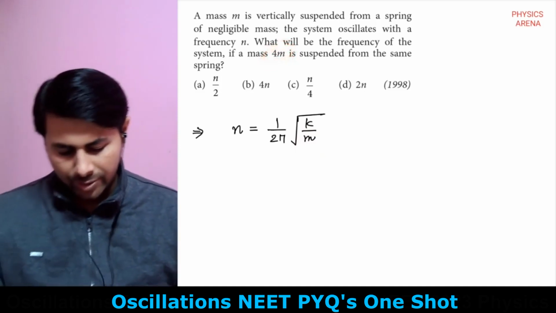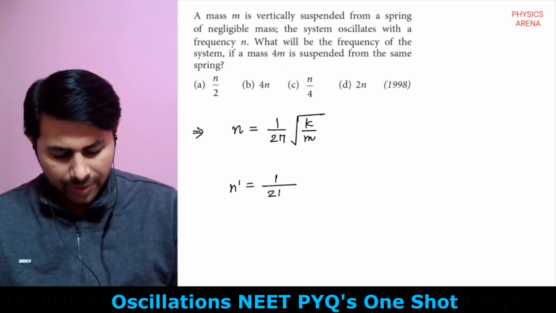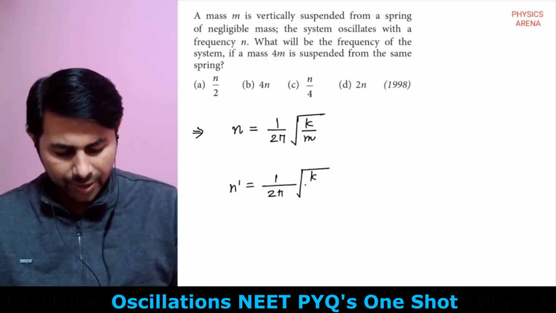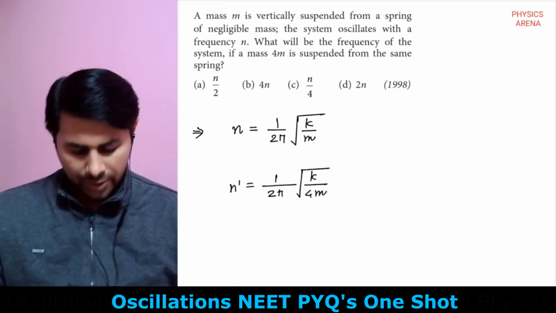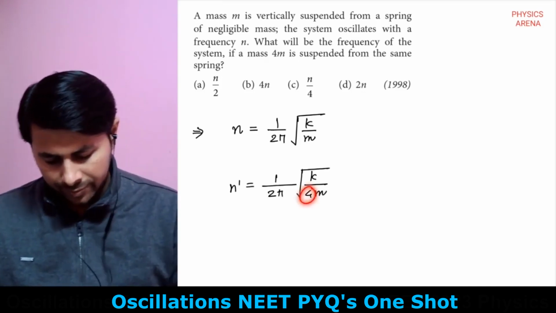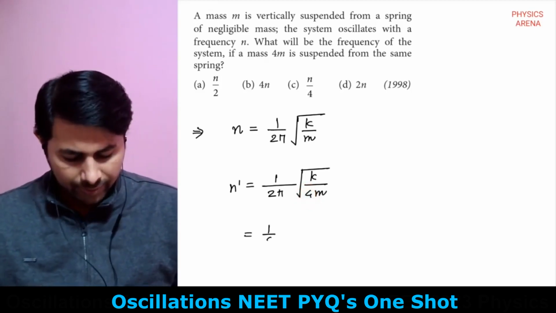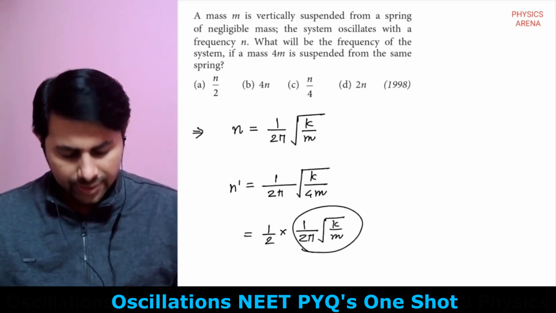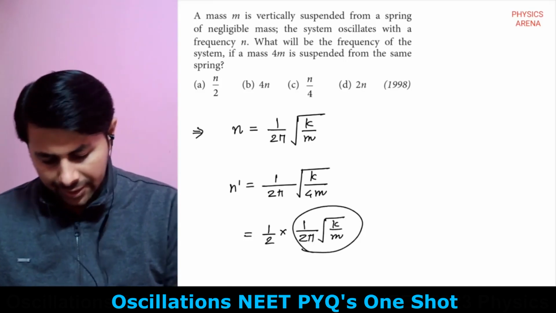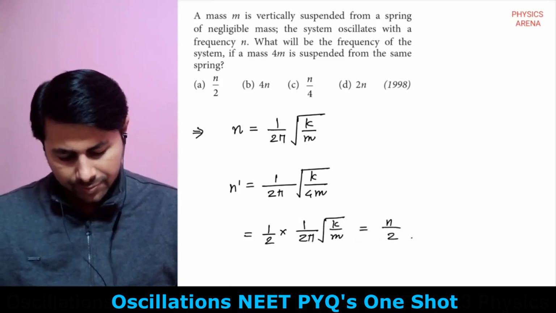So n dash equals 1 upon 2 pi root of k upon m dash, which is 4m. Take square root: the square root of 4 is 2. It's 1 by 2 times 1 upon 2 pi root of k by m, which is n, right? So it is 1 by 2 times n, or n by 2.